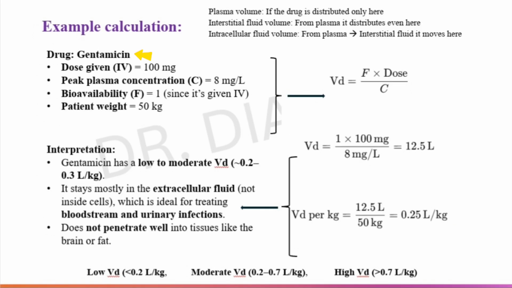2. Gentamicin dose, 100 mg IV. Plasma concentration is equal to 8 mg per liter. After entering the values in the formula and calculating, we get VD 0.25 liter per kilogram. So the drug is low to moderate lipophilic, stays in extracellular fluid, good for bloodstream infections.